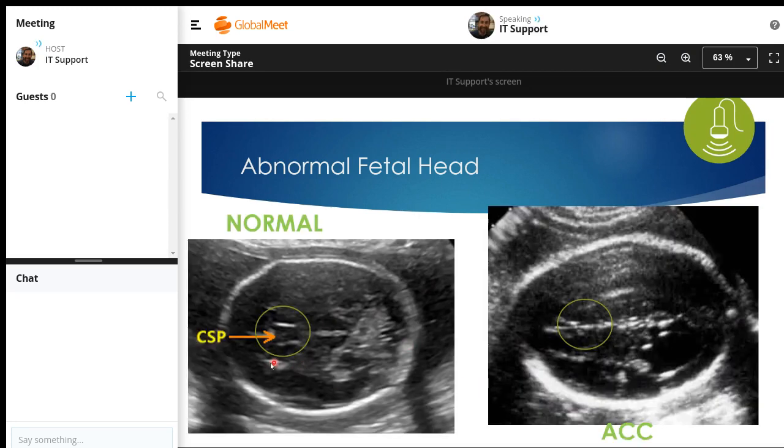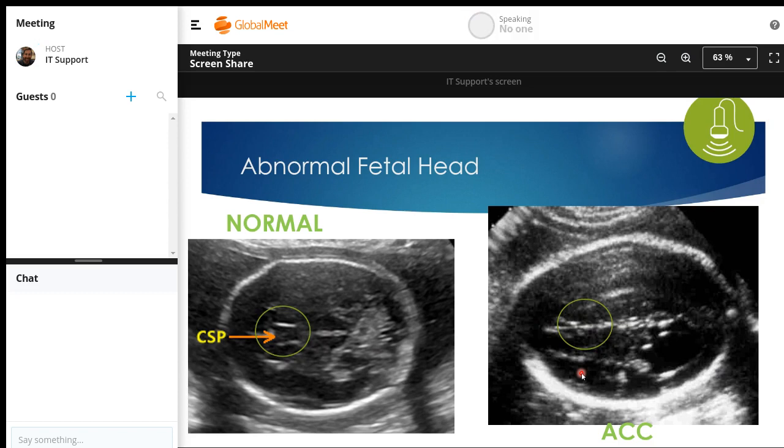So we have our normal, we have our CSP here, that box-like shape that separates the falx towards the front of the head. And then this is a brain with agenesis of the corpus callosum. We can see the falx traveling from front to back with no interruption, no CSP is present.